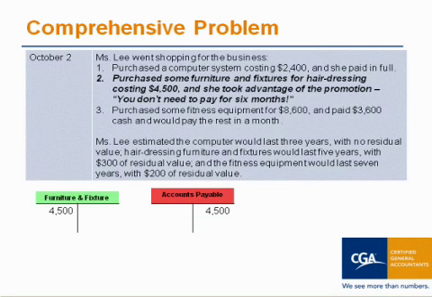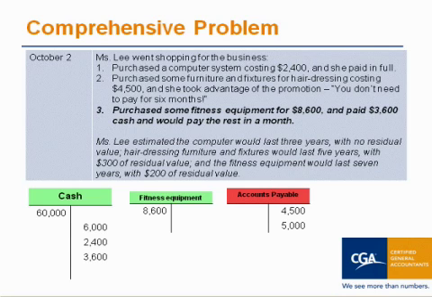Also on October 2nd, Miss Lee purchased some furniture and fixtures for hairdressing costing $4,500, and she took advantage this time of a promotion. You don't need to pay for 6 months. So once again, we have an asset account that's being affected. We purchased furniture and equipment worth $4,500, so we will debit furniture and equipment account for $4,500, and we also have to recognize the liability. The $4,500, remember we're going to pay that in 6 months, but it remains unpaid for a while now. We have to credit accounts payable and bring that account balance up by $4,500. And that account's been highlighted in red to show that it is a liability account.